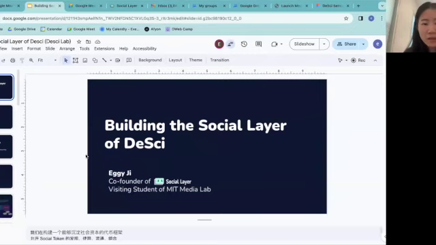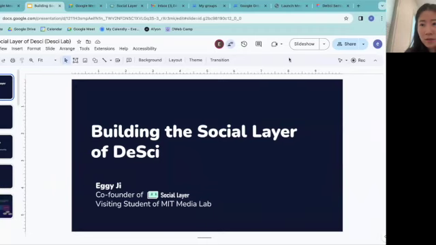Okay, hi everyone. I'm Eggy. I'm a visiting student in MIT Media Lab, and my study is in design. My research topic is design for social innovation, so that's why I'm very into the community things and also the crypto world. I want to share my screen and share some ideas about the social layer and also how we could build a social layer in the design community.